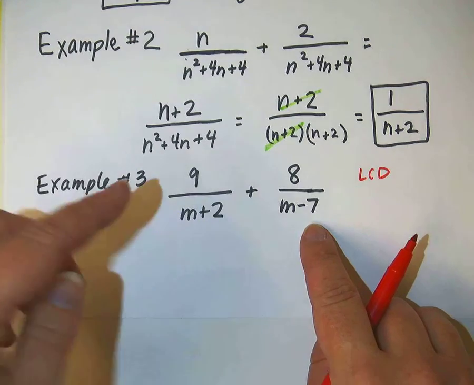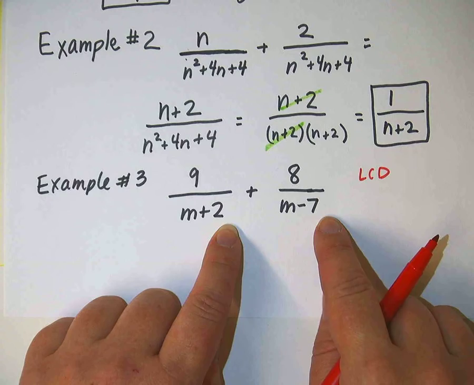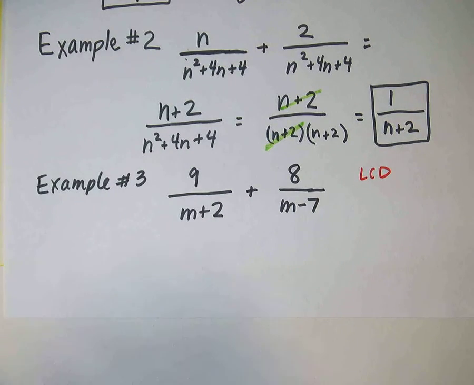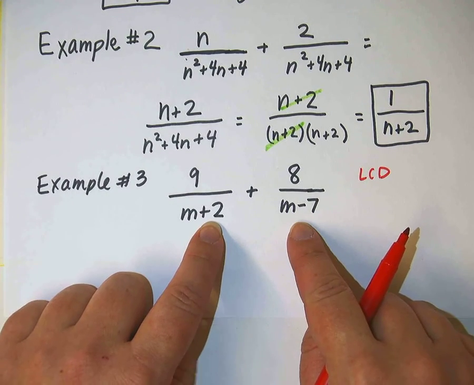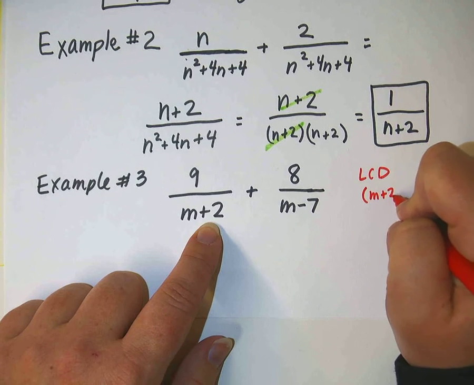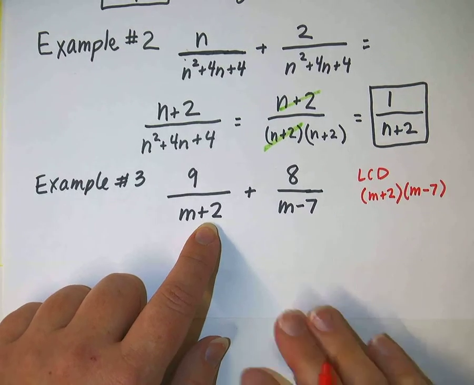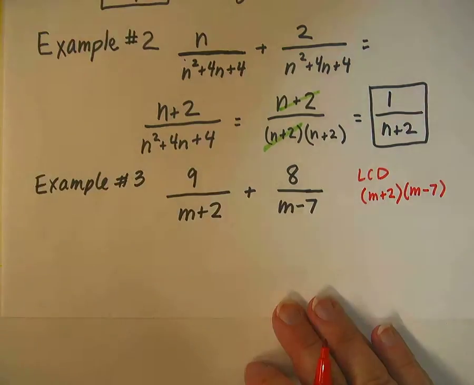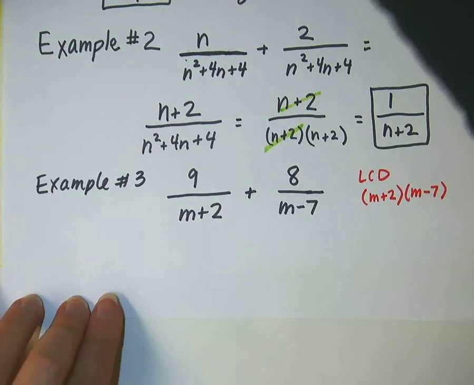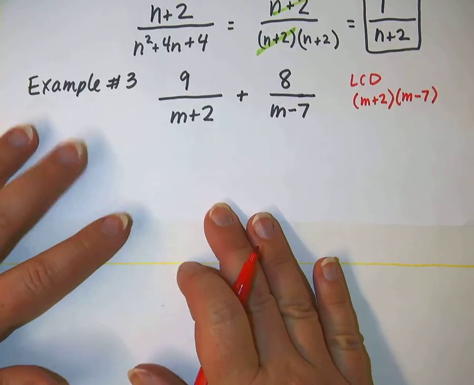Or what if m equals 10? That would mean that this is a 12 and this is a 3. Those are completely different numbers. So we have to treat these completely separate from each other. So that means our least common denominator is m plus 2 times m minus 7. And we're not going to actually multiply that out yet. We can multiply it out later when we're done simplifying if it's still left.